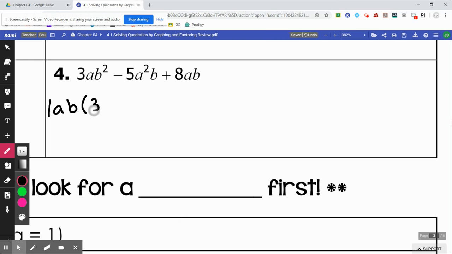1 times 3 gives me 3. I need 1a, it's on the outside. I need 2 b's, one of them's on the outside. Let's put the other one on the inside. 1 times a negative 5 is a negative 5. I need 2 a's. One's on the outside, one's on the inside. I need a b, and it's on the outside. 1 times a positive 8 gives you the 8. I need an a and a b, and they're both on the outside. So now I'm done, and you don't have to put that 1.